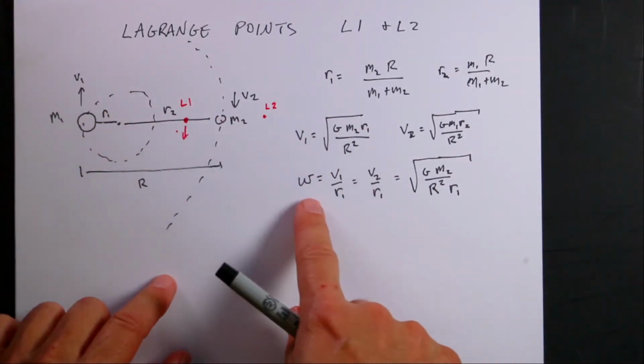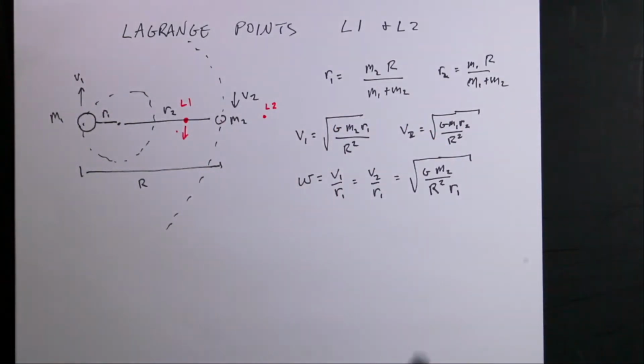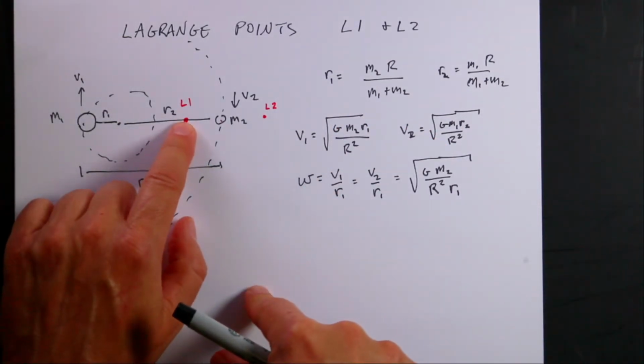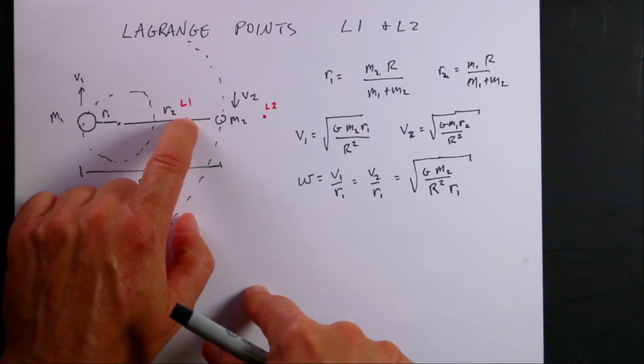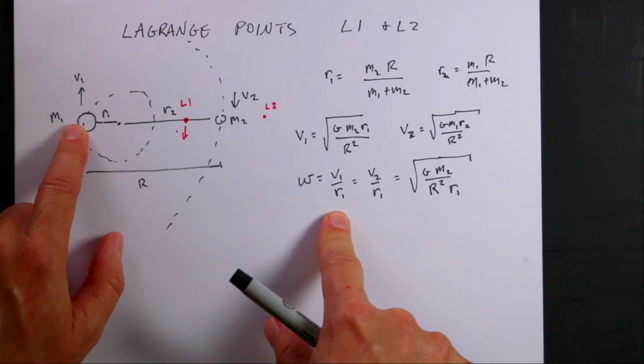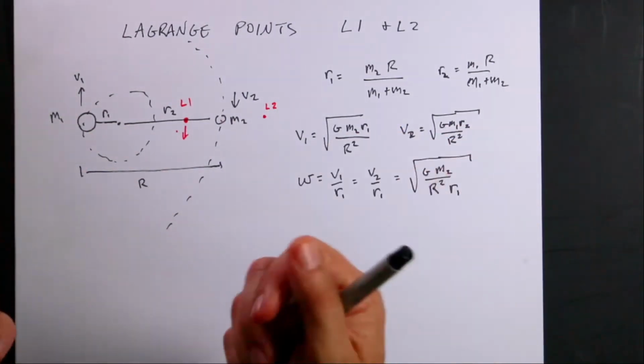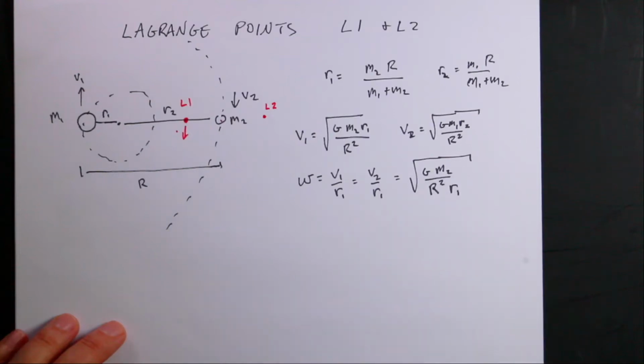Okay, and then we also want to do the angular velocity. That's super important because the Lagrange point is moving with the same angular velocity as everything else, not the same velocity. So the angular velocity for mass 1 is just v1 over r1. That's the definition of angular velocity, and v2 over r2 also. So you can use either one of those to find the angular velocity, but you get that expression right there.